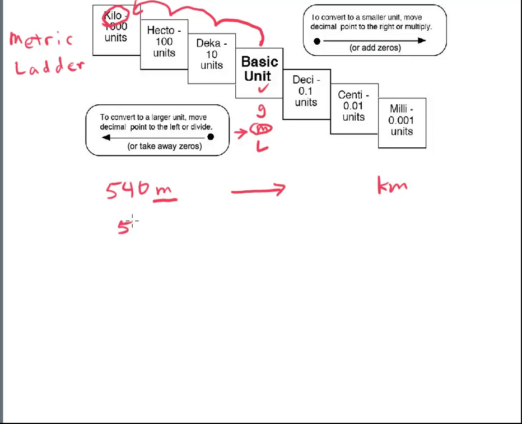So we take our number, 540, here's our decimal point, and we moved it 1, 2, 3 to the left, so we're going to move our decimal point 1, 2, 3 to the left, and so our new number becomes 0.540 kilometers.